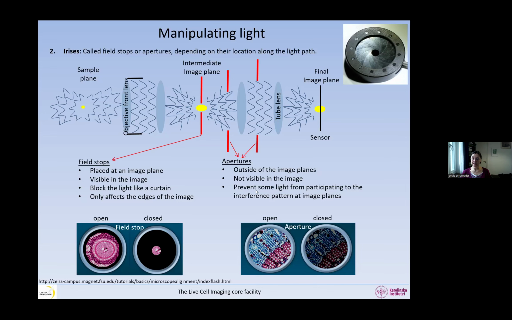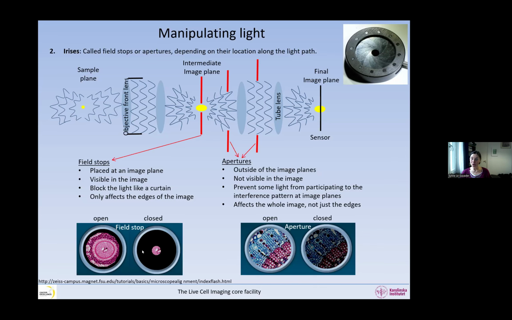What happens is that they prevent the light from forming the interference pattern. So we're affecting the whole image when we close the aperture. It prevents some of the light from participating in the interference pattern at the next image plane. So it affects the whole image, not just the edge. You see this image becomes darker, but also you will get a little bit more contrast in the image and maybe even a better resolution. So it affects the image a lot to close an aperture.